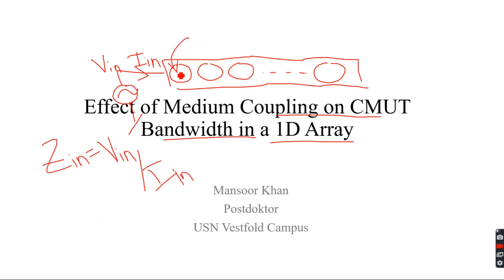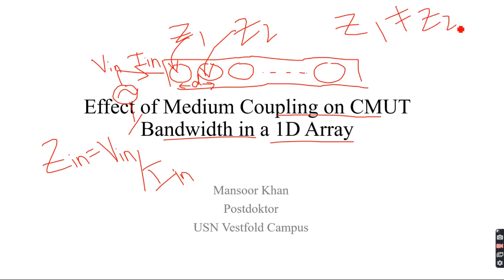Okay, so let's say a single cell has an input impedance of Z1. For the same cell, which is at a certain distance D from the first cell, it has an input impedance of Z2. Although the cells have the same geometry and the same material, Z1 is not equal to Z2. It's different, considering the effect of the other cells in the same 1D array.